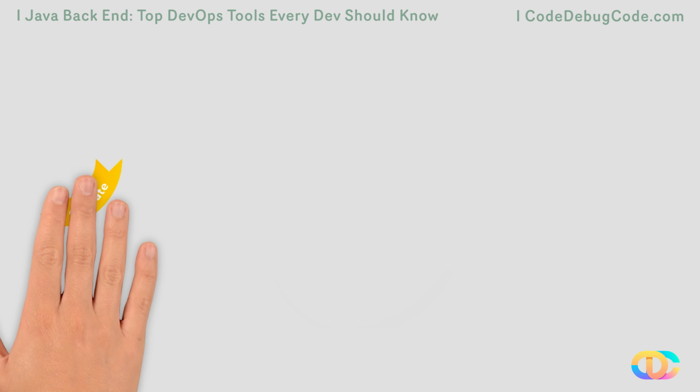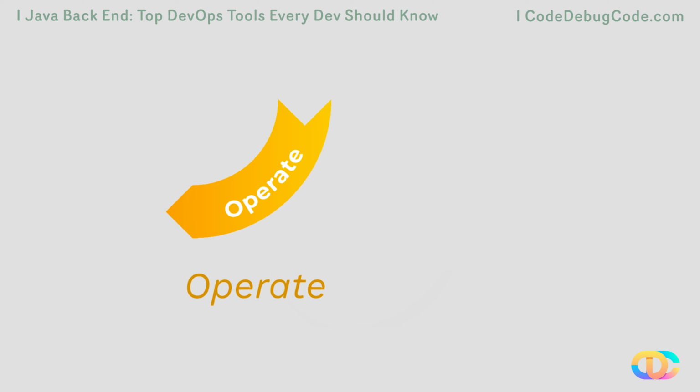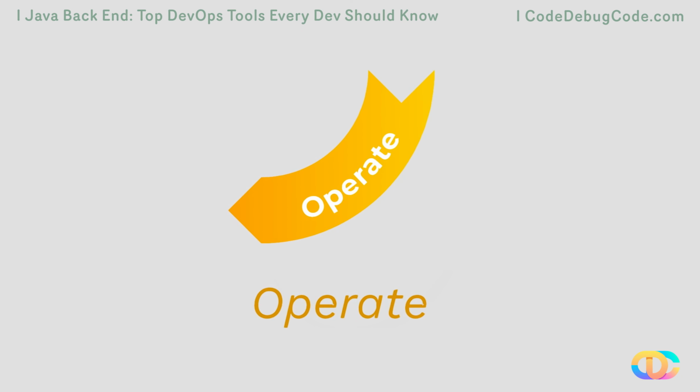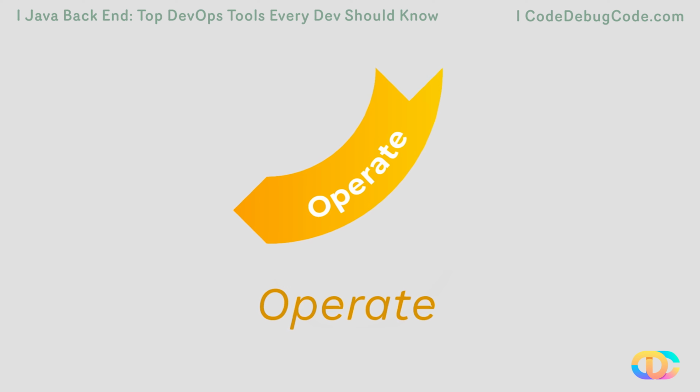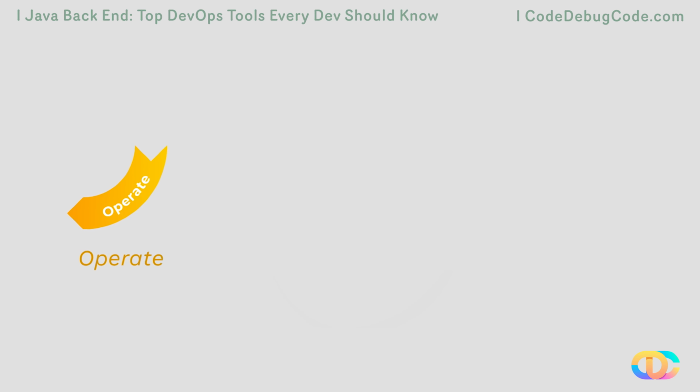7th step is how to operate. After deployment, you need to ensure that the system operates efficiently. This phase involves monitoring and optimizing the system. Now let's talk related tools. Best tools for operate parts of DevOps will be.